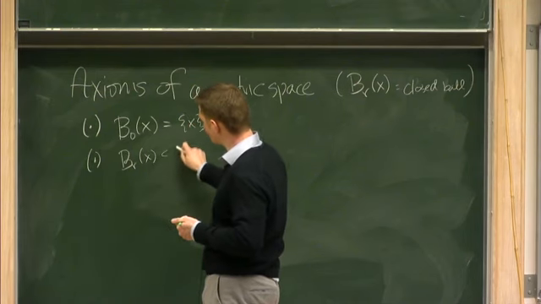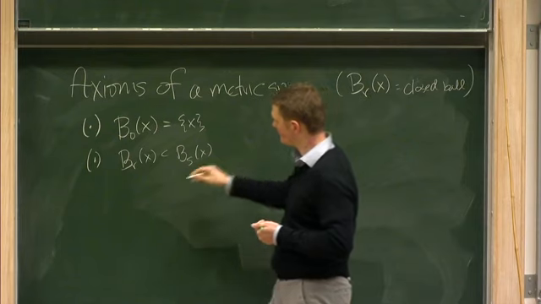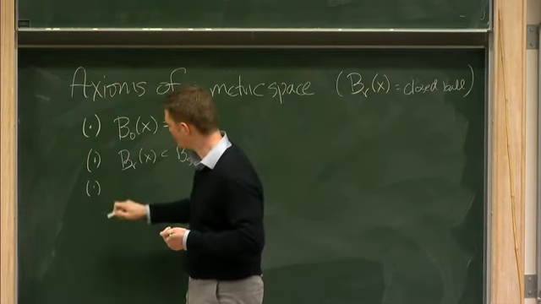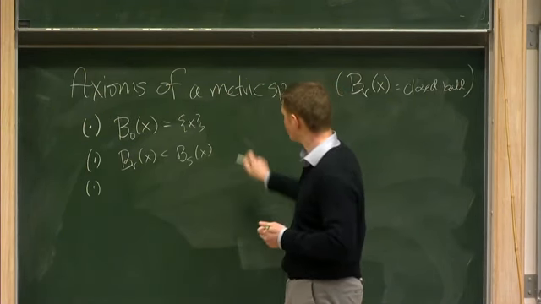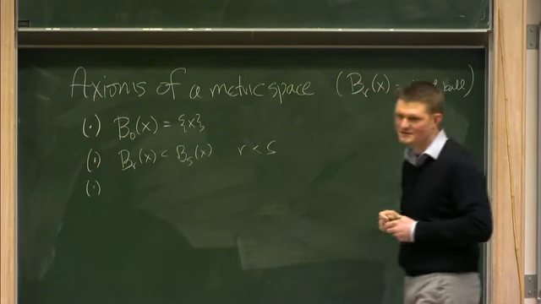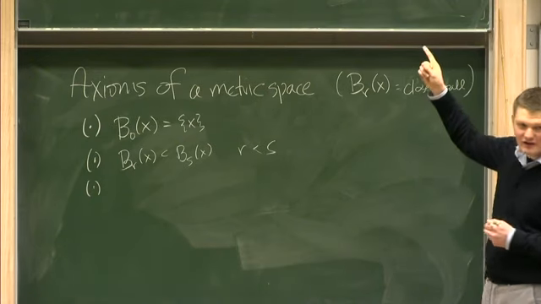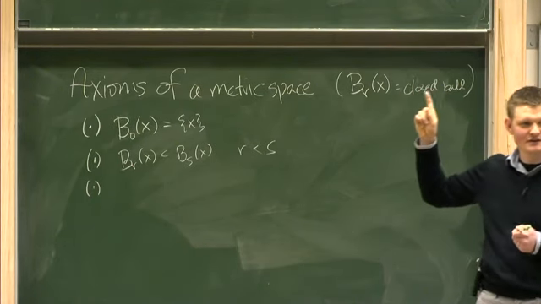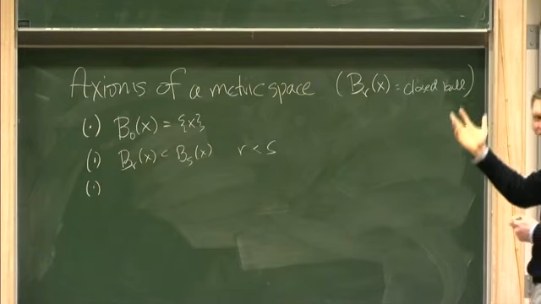It's clear that metric balls should nest, and that one's going to be pretty obvious. It's not too important for us. R is less than S. The third one is symmetry, which is not clear from this definition. So I said we start at gamma 1 and explore until we hit gamma 2, and we call that the distance. Well, it could be that if you start at gamma 2 and explore till you hit gamma 1, it's different.